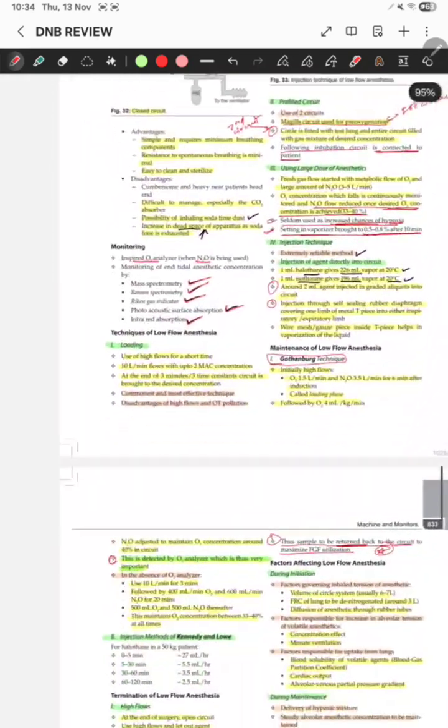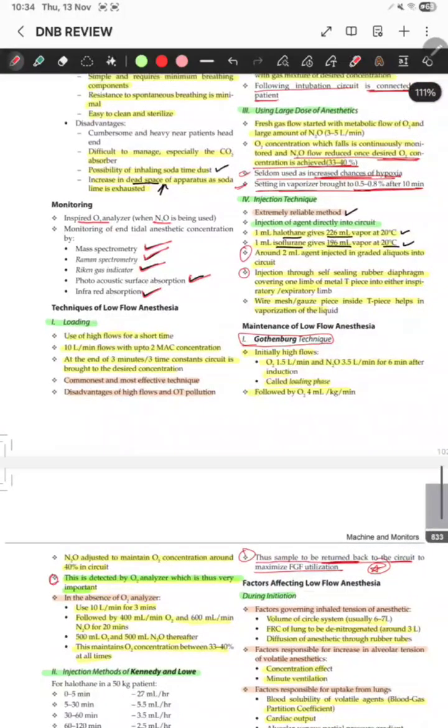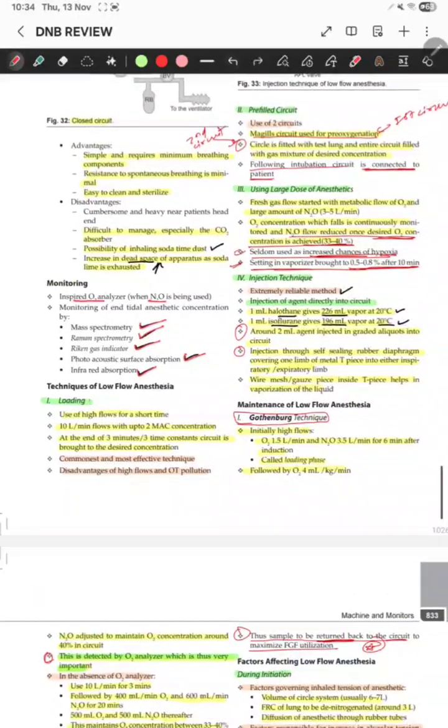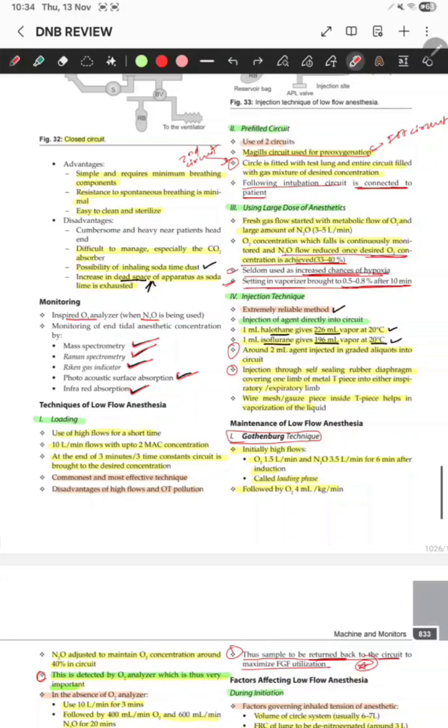Now we will see the techniques of low flow anesthesia. First is loading, then pre-filled circuit, then using large dose anesthetic, and injection techniques. Loading, pre-filled circuit, large dose anesthetics and injection techniques.